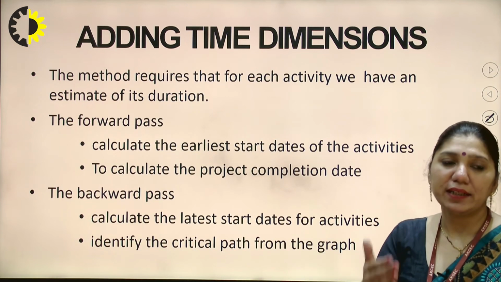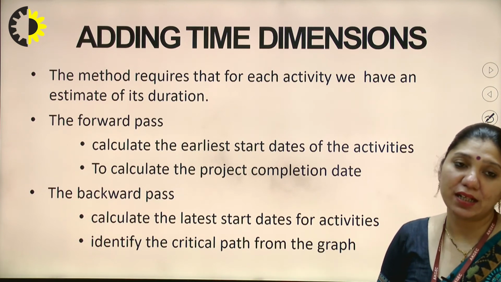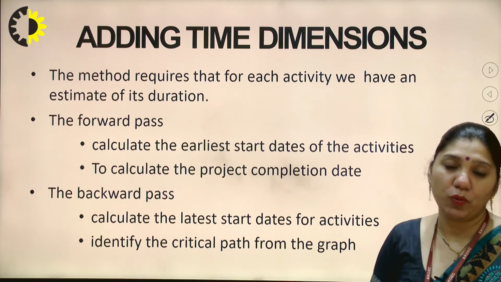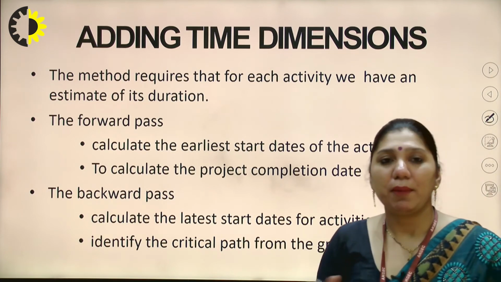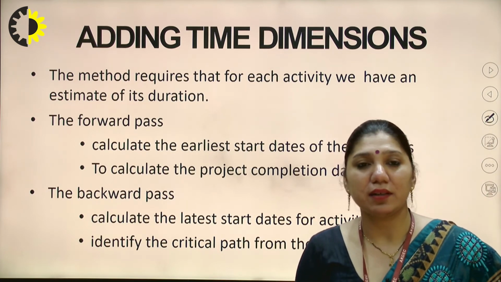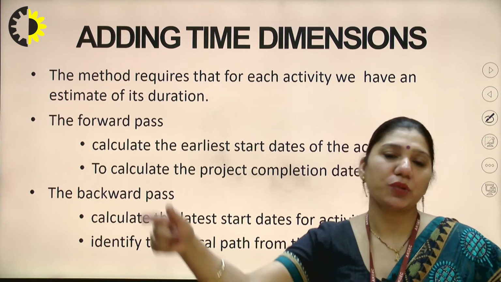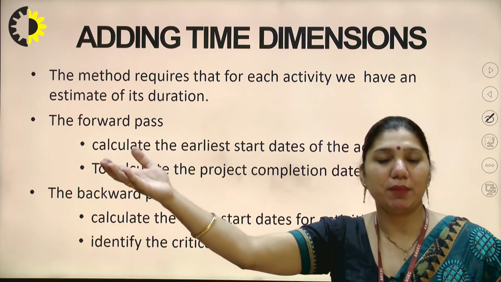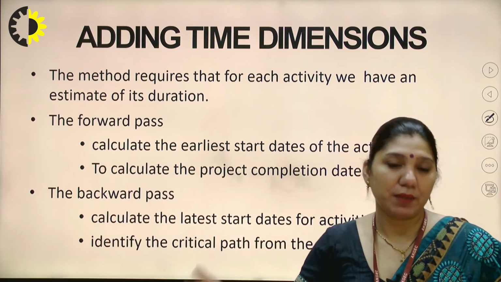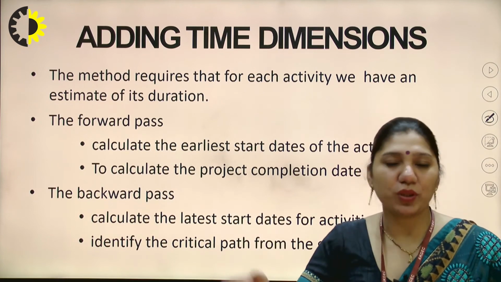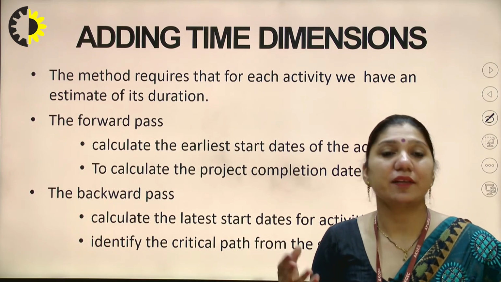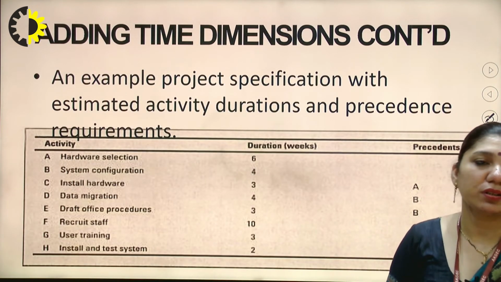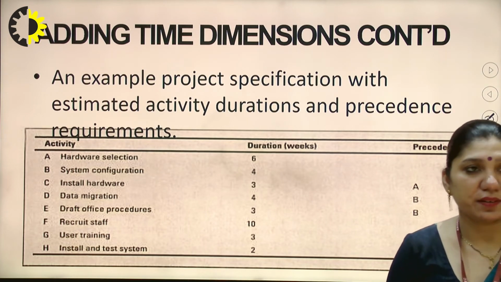Getting my point? And in the backward pass, we have to calculate the latest start date for the activities, and then we have to identify the critical path from the graph. What is the critical path? We will discuss more details later. But if I talk in a single line statement, critical path is the path which has the maximum duration to complete that project. Getting my point? That means from the first week till my project is completed, it may be 10 weeks, it may be 12 weeks, it may be 1 year, it may be 24 weeks. So the maximum duration for covering that project completely is your critical path. Fine. We'll have more examples about this in the further slides and further lecture series.